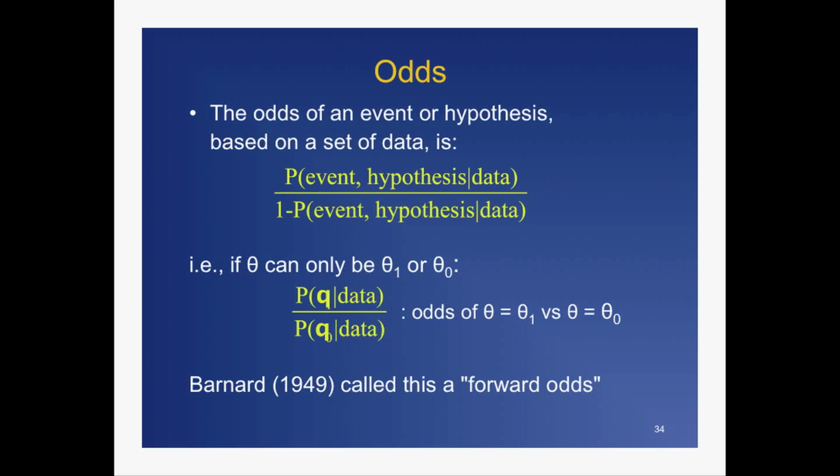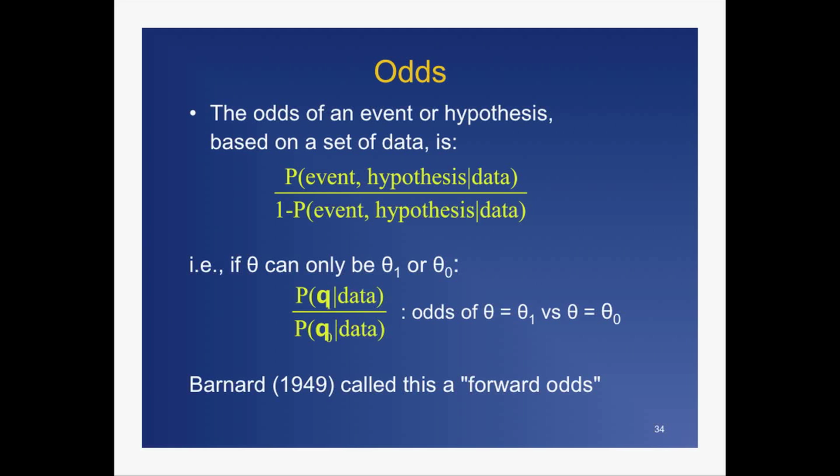Odds. Odds is very simple. The odds of an event or hypothesis is the probability of the event or the hypothesis given the data, and the odds is that over 1 minus that. Very simple. You have two possible events, two possible hypotheses. It's the probability of one given the data divided by the probability of the other. Okay? So if you have some parameter, it's either theta 1 or theta 2.